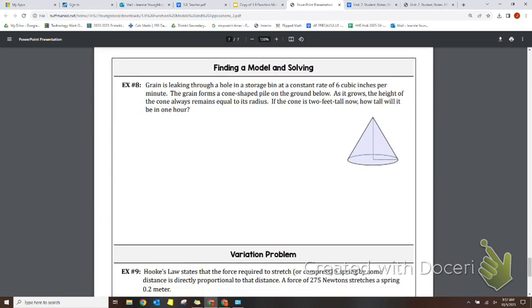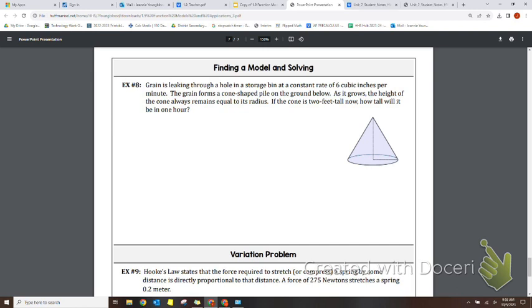All right, example 8 tells us the grain is leaking through a hole in a storage bin at a constant rate of 6 cubic inches per minute. The grain forms a cone-shaped pile on the ground below. As it grows, the height of the cone always remains equal to its radius. If the cone is 2 feet tall now, how tall will it be in 1 hour?